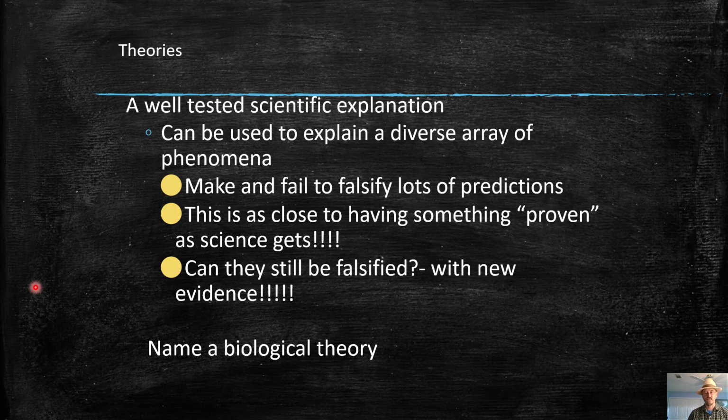And so my question for you here is, name a biological theory. I'll name two for you. Evolution is one. Theory of evolution is a biological theory. And germ theory is a biological theory. That's a theory that diseases are mostly caused by germs. That's a theory. See if you can name another one.